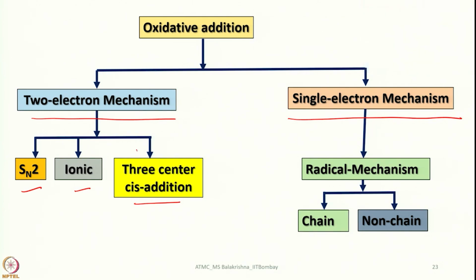To begin with, let us focus our attention on 3 centered cis addition. Of course, whatever mechanism I have written here has to do with the class of substrate molecules we are choosing. You recall I made a statement that all substrate molecules can be divided into 3 classes. One is non-electrophilic, the second one is non-electrophilic intact, and the third one is electrophilic. So, whatever substrate molecules you think can perform oxidative addition on a metal will fall into one of these categories.